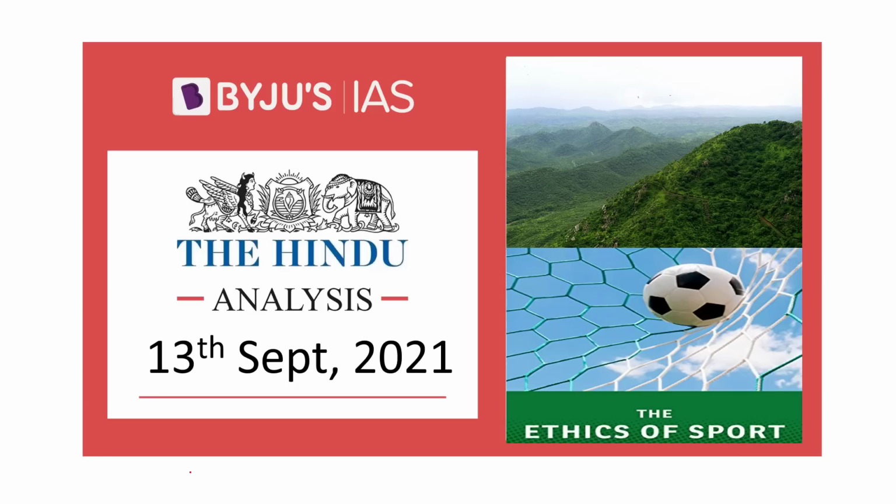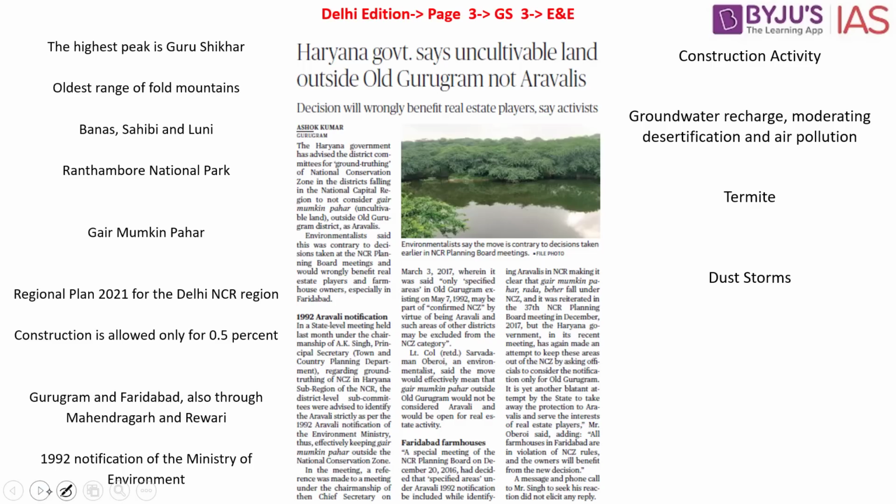Let's get started and look into the first article. The first article says Haryana government says uncultivable land outside Old Gurugram, not Aravalis. Let us try and understand what this article is all about with respect to the Aravalis. Before that, let's understand some of the factual data which can be important from the preliminary examination point of view.